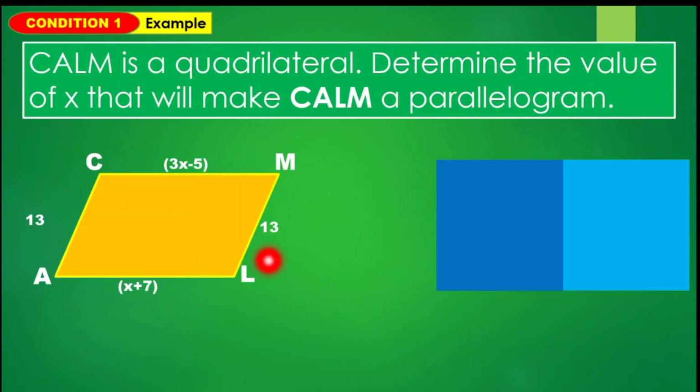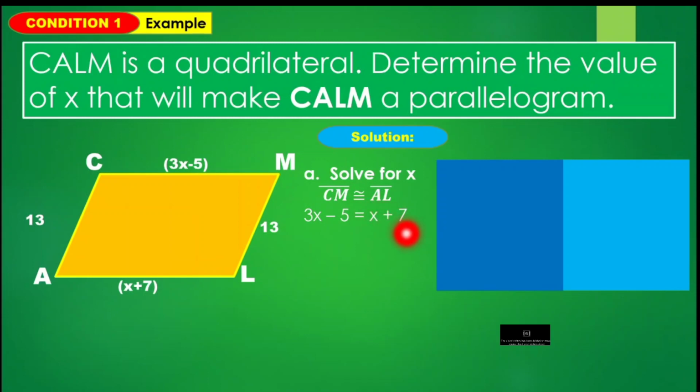How are we going to do that? Well, of course, we have to follow condition number 1, that this side in here is congruent to that side. So therefore, you would have to solve for x: segment CM is congruent to segment AL. Okay? And segment CM is equivalent to 3x minus 5. Again, we use the equal sign here as we are going to solve for the value of x, not the congruent sign anymore. So AL again, x plus 7.